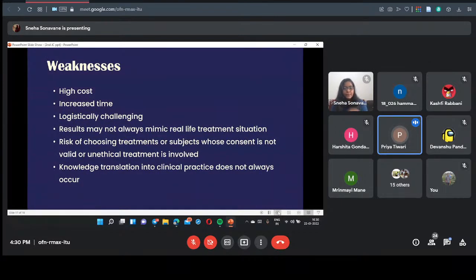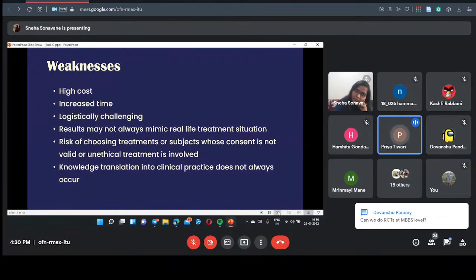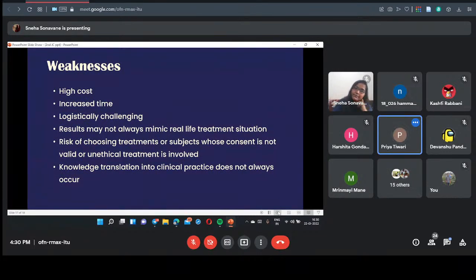Now let us learn about the weaknesses. What are some of the drawbacks of RCT? It is high cost, because it has to be carried out on a large scale. It does require a high amount of cost and increased time, because you have to contribute a lot of your time, and over a period of time you have to test the drugs which you're giving. Then logistically it's challenging because it's carried out again on a large scale.